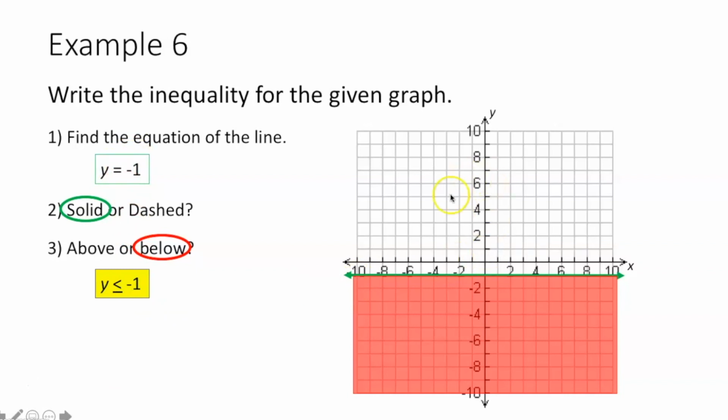And again, you could pick any point on this shaded region, plug it in here, and you should get that it comes out true, right? If I picked 0, -4, plug in 0 for x, there is no x. I plug in -4 for y, yes, -4 is less than or equal to -1.